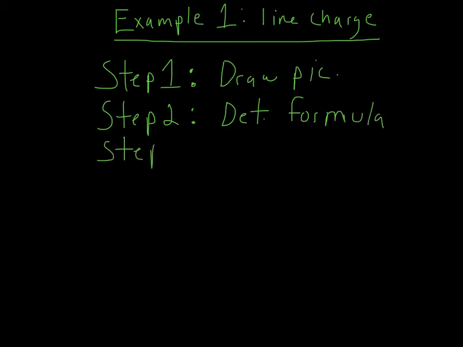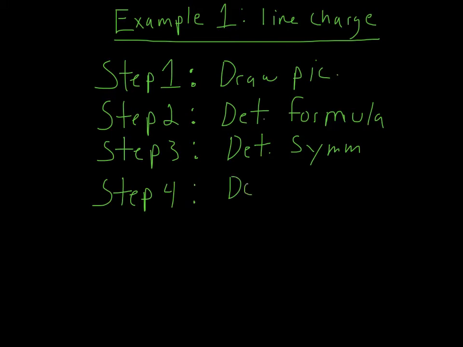Step 3, and you might do step 3 before step 2, would be to determine the symmetry of the problem. This is going to dictate what coordinate system we're going to use, Cartesian, spherical, or cylindrical. Step 4, will be to determine the script r vector and magnitude.